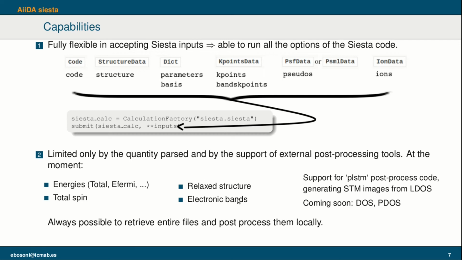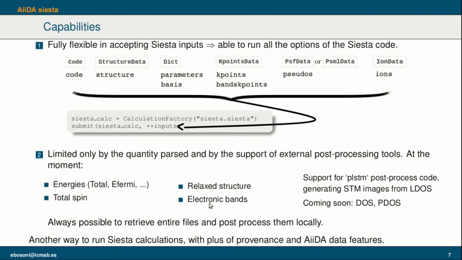And also we support the PLSTM post-process code that is used to generate STM images from the local density of states. Soon we will support the density of states and the partial density of states. However, I can say that even with this limitation, it is always possible to retrieve an entire file and post-process it locally. So you can define an extra input where you ask AiiDA to retrieve an entire file that is produced by Siesta, and then you have it stored fully in the database, and you can use the information there.